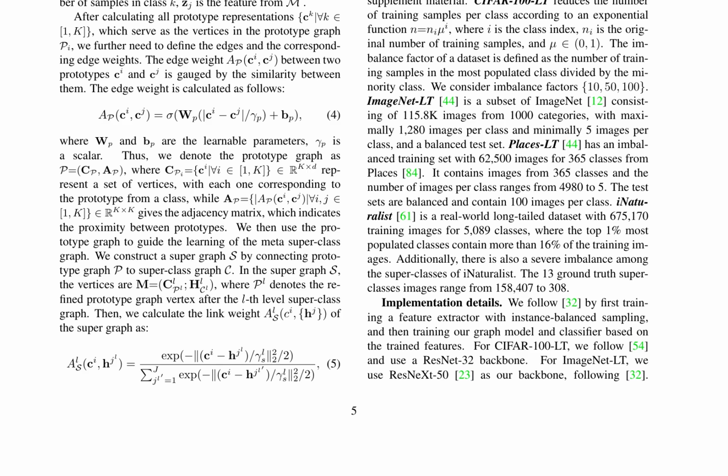The proposed method is evaluated on 4 commonly used long-tailed recognition benchmarks: CIFAR100LT, ImageNet LT, Places LT, and iNaturalist. Implementation details, including the use of instance-balanced sampling and the choice of backbone architectures, are also provided. Experimental results demonstrate the effectiveness of the SuperDisco method in discovering a more accurate and richer superclass graph for long-tailed recognition, leading to improved performance on long-tailed recognition tasks.